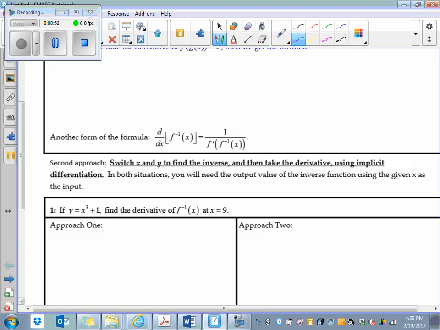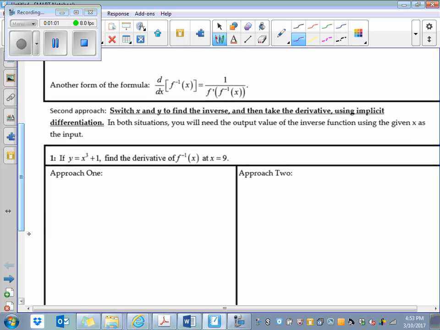So it kind of makes sense. If we want to find the derivative of an inverse, we would find the inverse first. So the first thing I'm going to do is go ahead and do this in problem 1.